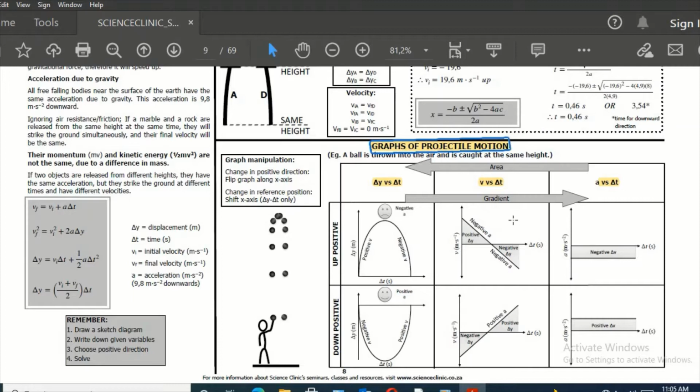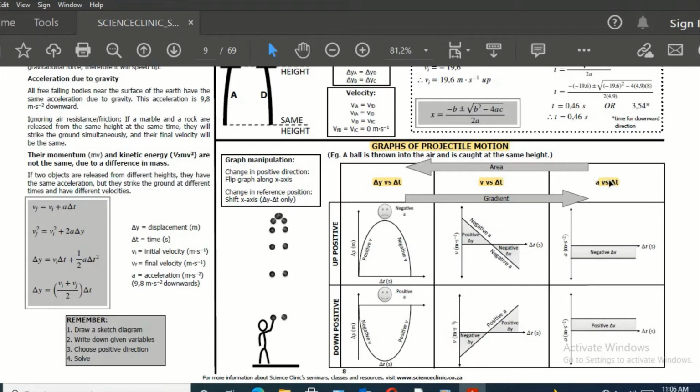The first thing to note in terms of these graphs is that the position-time graph, a change in y versus a change in t, is a parabola. Remember from mathematics we studied parabolas. It's almost like a sad face or a happy face. Then the velocity versus time graph is a straight line, which we are all familiar with. This one has a negative slope and this one will have a positive slope.